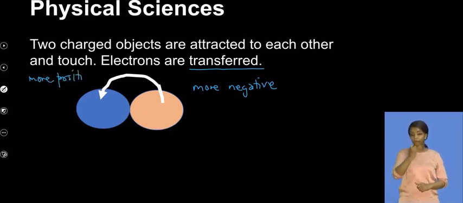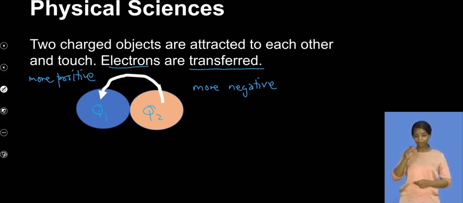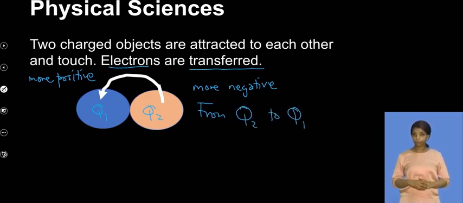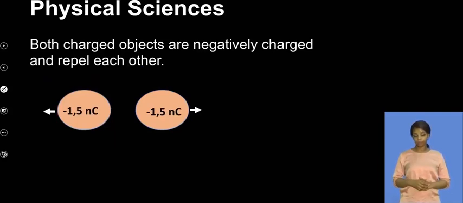So if the transfer of electrons occurs, it is actually from Q2 to Q1. This is what we mean when we say electrons are transferred. But let's also take into account that the transfer is from Q2 to Q1, in that order, as the arrow suggests. And once these two are in contact with each other, charge will be equally distributed. So we've got what we call the net charge, which is the Q net.